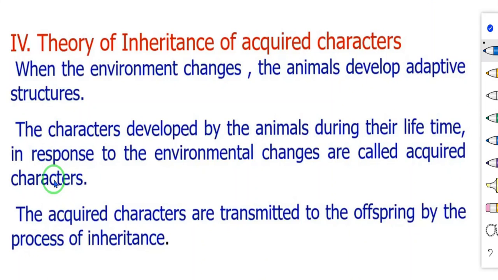Acquired character. Yes. The acquired characters are transmitted to the offspring by the process of inheritance. So that character is transmitted from the parent to the next generation. Understand, children? The character is transmitted to the offspring by the process of inheritance. That means from the particular parent to the next generation, it can be transmitted.